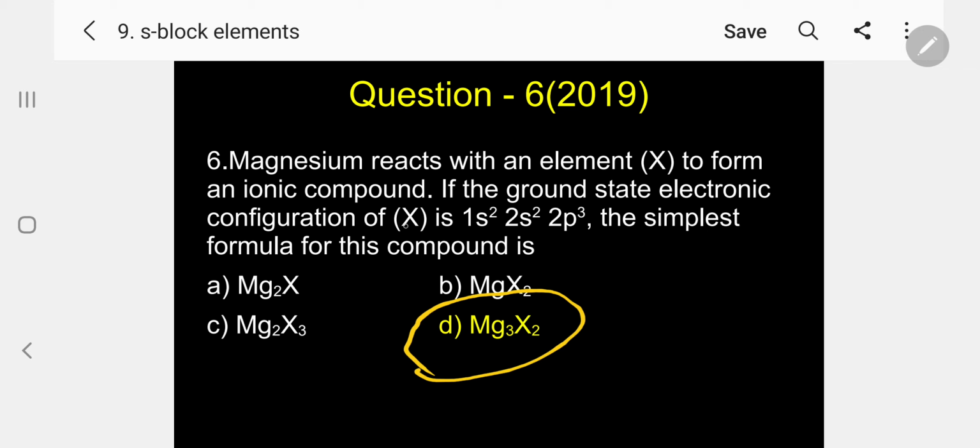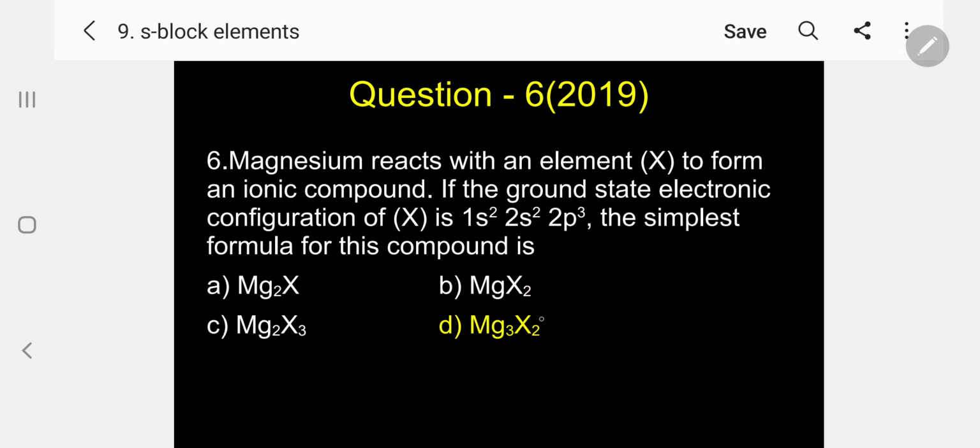Mg3X2. Please follow. They are writing Mg3X2, so X2 means nothing but nitrogen. Very, very simple, but you must understand the electronic configuration. Otherwise, if you are not able to identify nitrogen as the element, then you cannot write the formula.